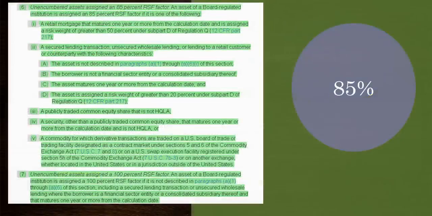Now here is the 85%. Basically, it's assigned to a retail mortgage that matures 1 year or more, a secured lending transaction that matures 1 year or more from the calculation date, and a publicly traded common equity share that is not HQLA, a security other than a publicly traded common equity share that matures 1 year or more after the calculation date and is not HQLA.